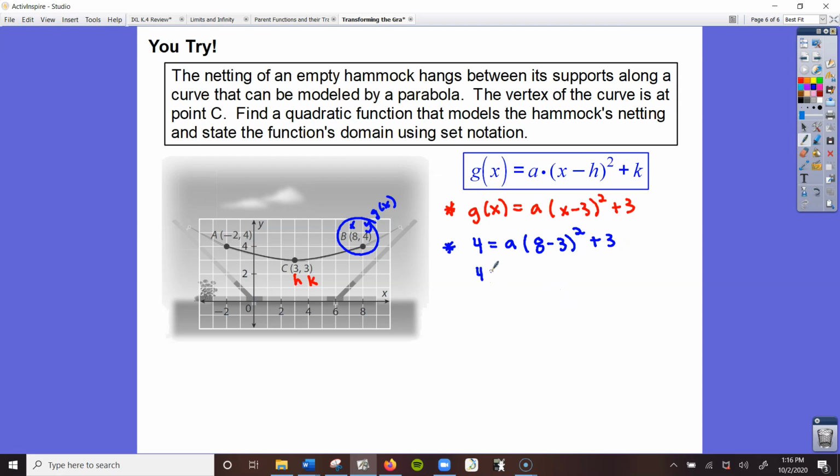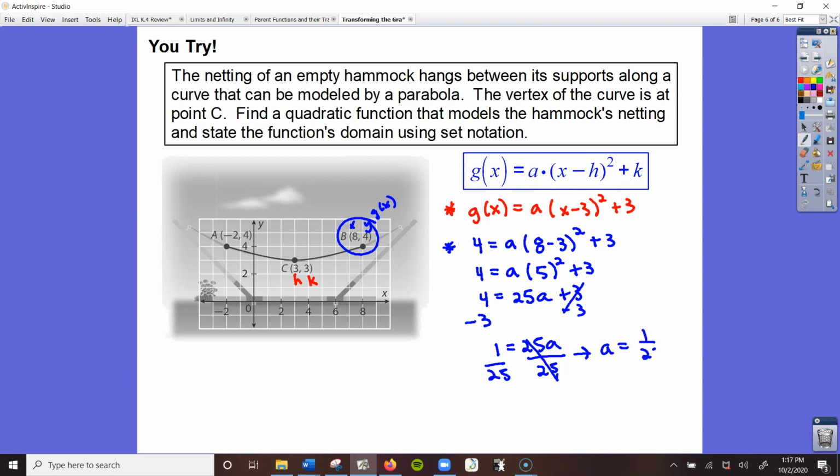So we have 4 is equal to a times 8 minus 3 is 5 squared plus 3. Apply the exponent. 5 squared is 25. 25a plus 3. Subtract the 3. We get 1 is equal to 25a. And finally, divide by 25. And we get that a is equal to 1 over 25.